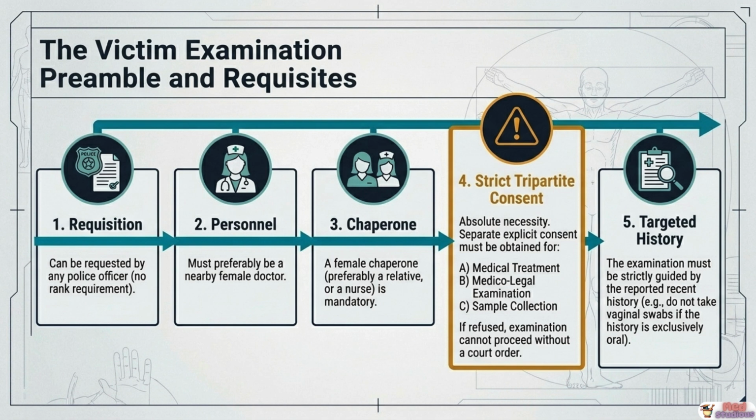The examination must be strictly guided by the victim's reported account. If the reported offense was exclusively oral, vaginal swabs are not collected. The history determines the protocol.